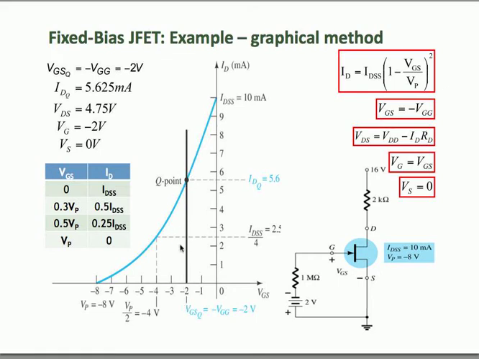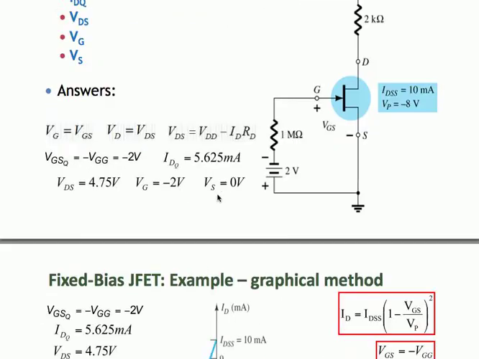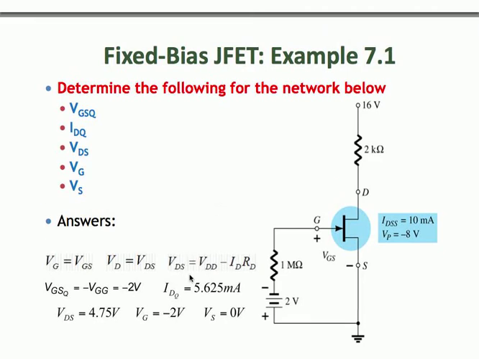The intersection between your load line and your transfer characteristics gives you your Q point, and from that Q point you can read out the drain current at the Q point. Using this value of drain current, you can then solve for VDS, RD, and whatever parameters you might be interested in. So please try this example and check if you get the same answers as indicated in this slide here.